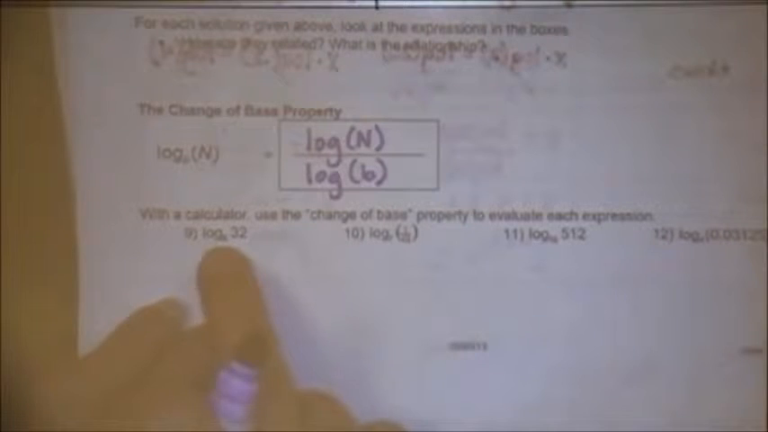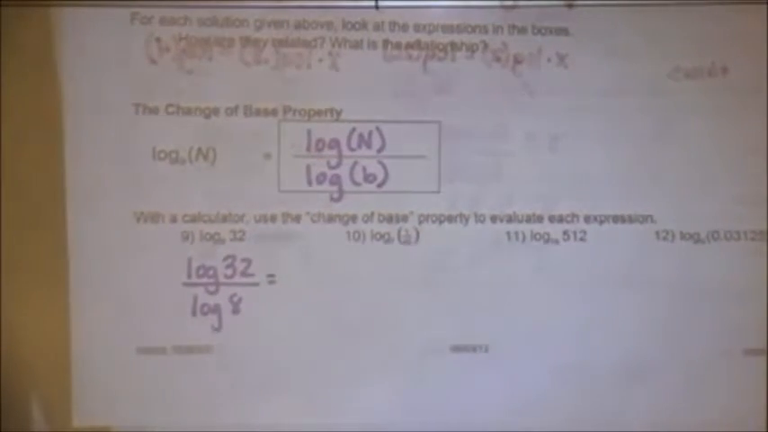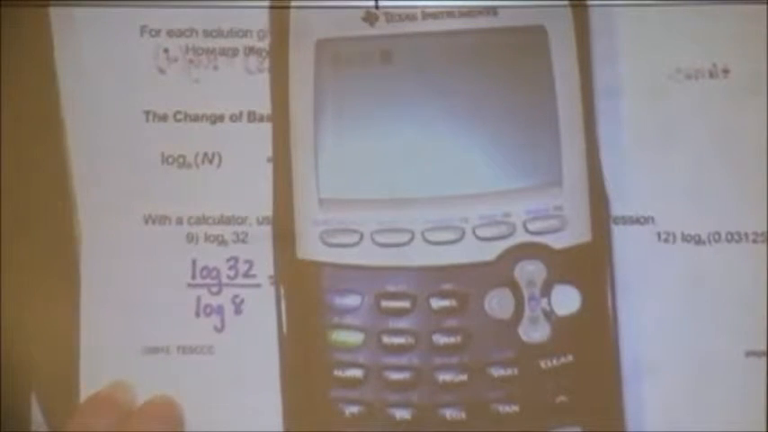So even though I get to problem number 9 and I see that it's log base 8, and I know, well, my calculator only does common log, that's okay because I can do log of 32 over log of 8, and that'll give me an answer. So I just plug that into my calculator. Log 32 divided by log 8, and it gives me 1.66. That's my answer. So you can do that for each one of these.